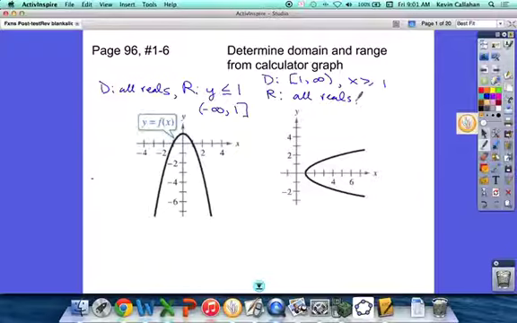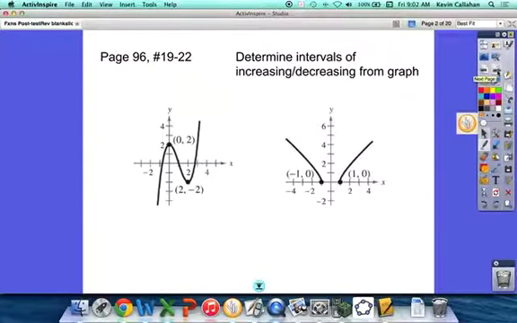So I believe the question is just going to give you the function. You need to put it in the calculator and look at it and be able to make that kind of judgment. Determine intervals of increasing and decreasing. Remember, a graph is increasing if it's going up from left to right.